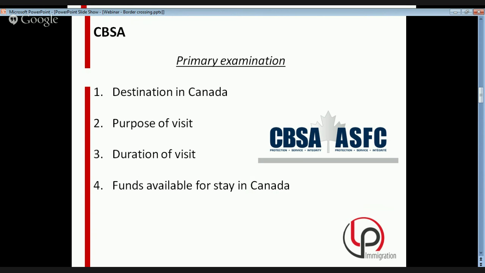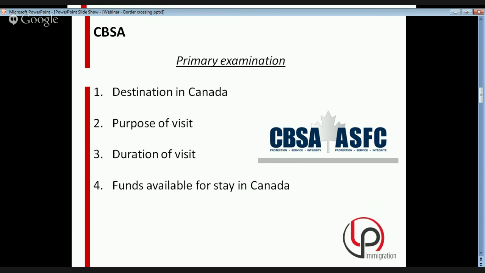Questions asked by CBSA officers are well known to anyone who travels often. That's: what's your purpose of visit? How long are you going to stay in Canada? What is your final destination in Canada? How much money do you have to support yourself in Canada? Where will you be staying in Canada? Do you have a hotel booking? Whom are you going to visit in Canada?